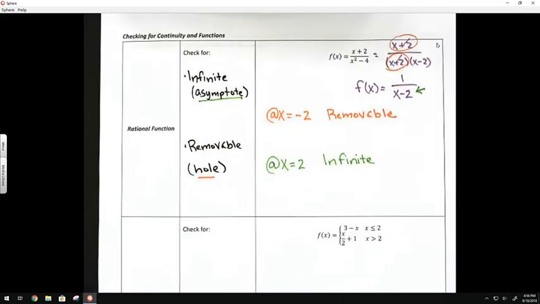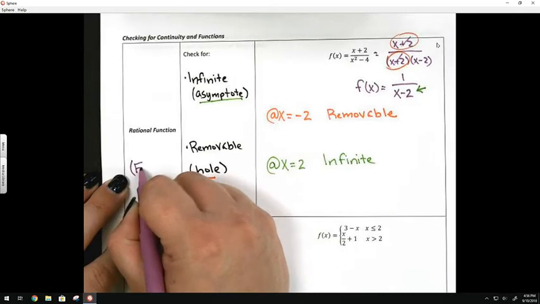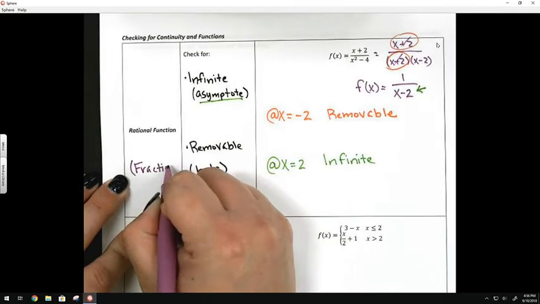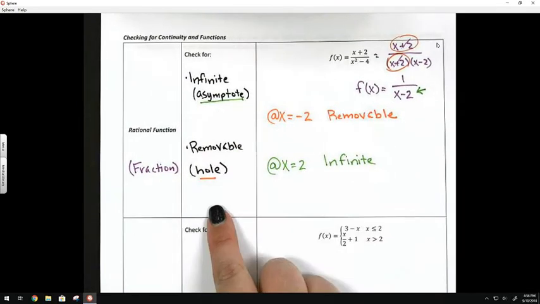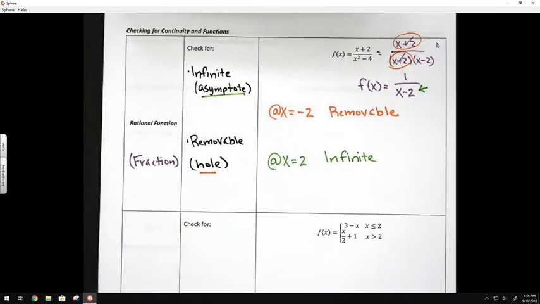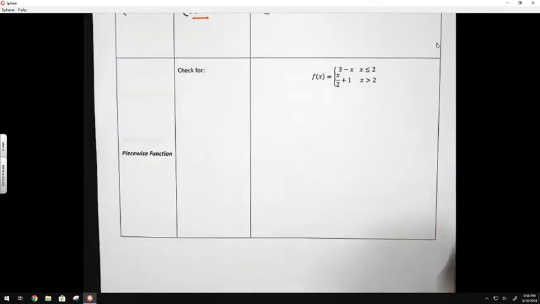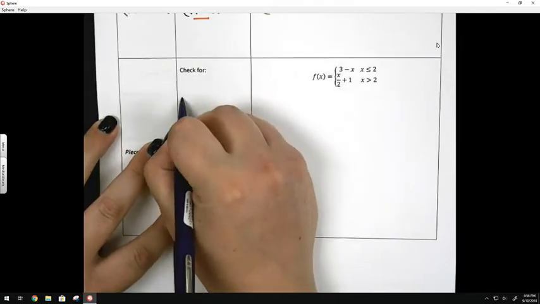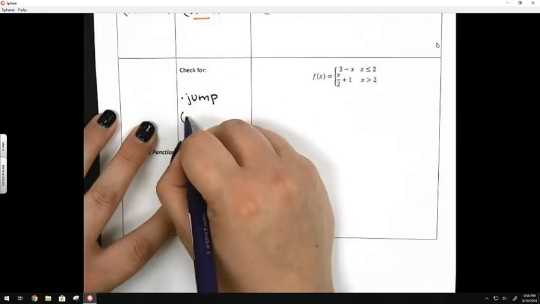Okay? So rational function, which, by the way, I know you guys already know this, but I'm going to write it anyway. Rational function means it's a fraction. So anytime you see that, that's when we're going to be looking for an infinite discontinuity or a removable discontinuity. Okay? Then the other big function that has discontinuities is a piecewise function. So in a piecewise function, the big thing we're going to be looking for is a jump, which means we have two pieces that don't connect.